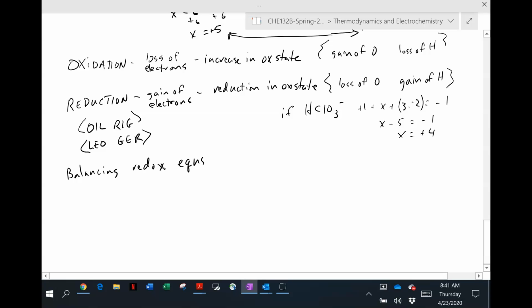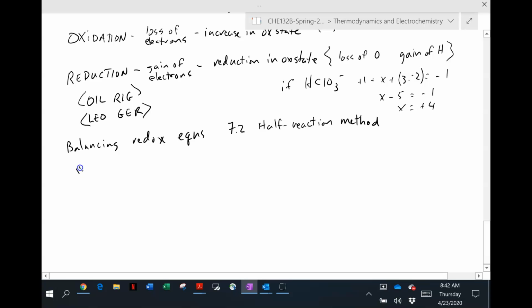Again, if you go look in Chapter 7.2 or Section 7.2, they talk about the half reaction method, which is a longer and probably overall more accurate method, which you may have used before, may be familiar with, and may want to go back and rely on that. I'm going to use what's called a Latimer diagram.